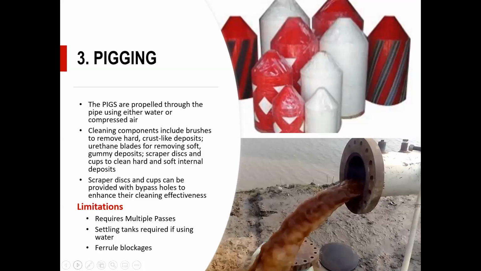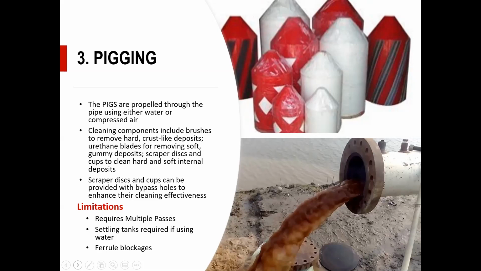The pigs are propelled through the existing pipe using either water or compressed air or some other fluid if you're working in process plant work. You have a pressure drop over the pig, so the pressure behind the pig is greater than the pressure in front of the pig, and that's why it propels itself through the pipe. The pig will follow the route that the water is flowing. So I said you can use compressed air as well.